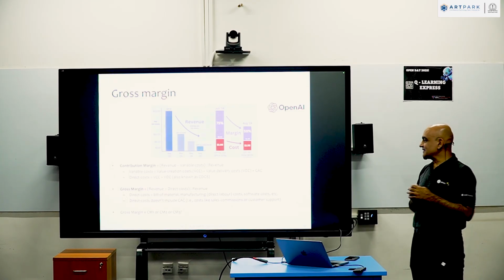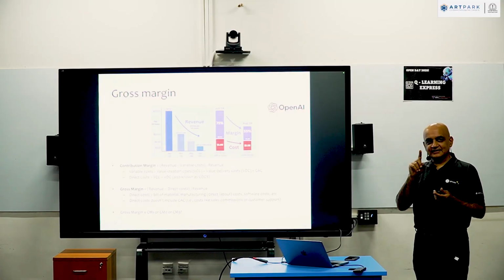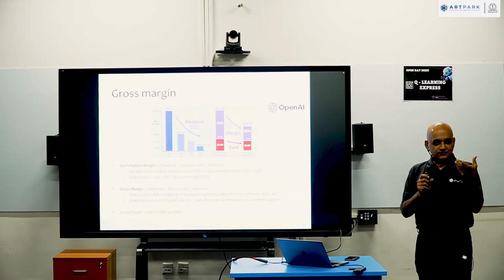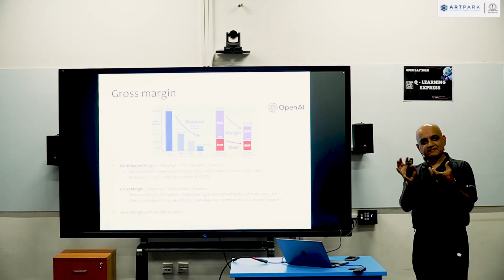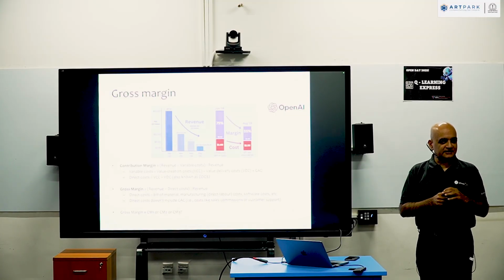So gross margin is basically roughly the same as CM2. You take the direct cost out, but you don't worry about the customer acquisition cost. So all the revenue minus the VCC and VDC, right? That's CM2. So CM2 is basically the same as gross margin.